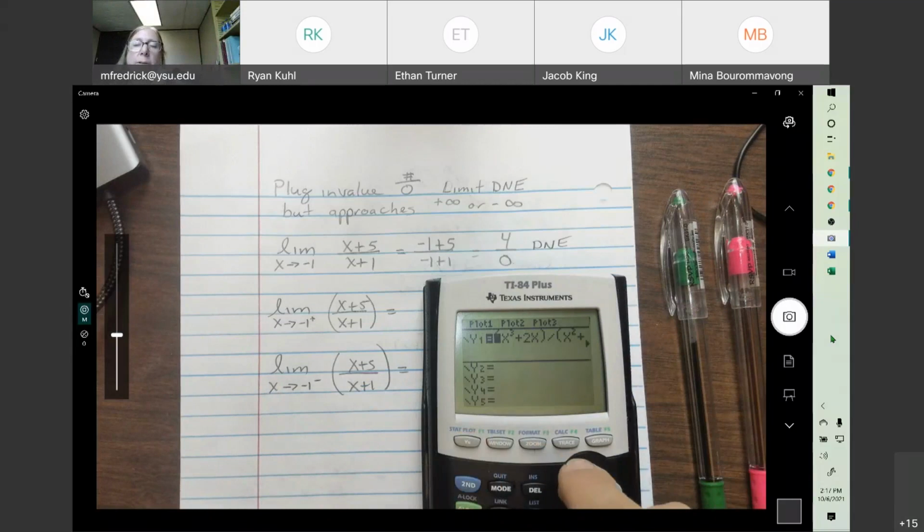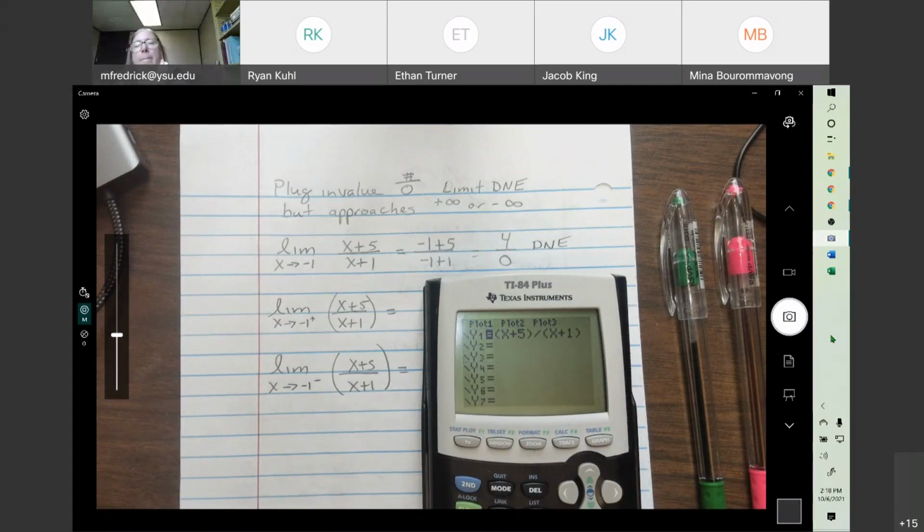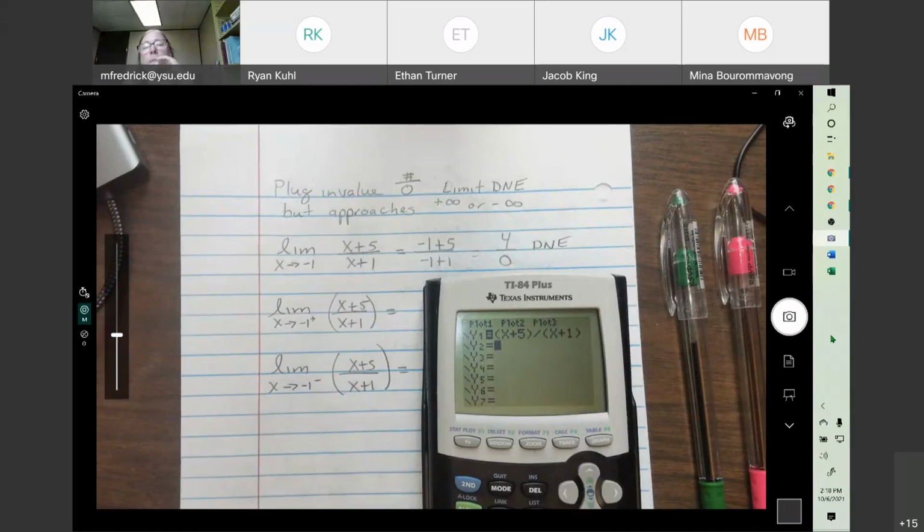Then go to Y equals and plug in your value. Oops, sorry, I didn't mean to hit graph. I meant to hit clear. So if I plug in my value, x plus 5 divided by x plus 1, you will want it in parentheses unless you use a fraction bar. So unless it will write it one above the other, you need parentheses. And then go to graph.